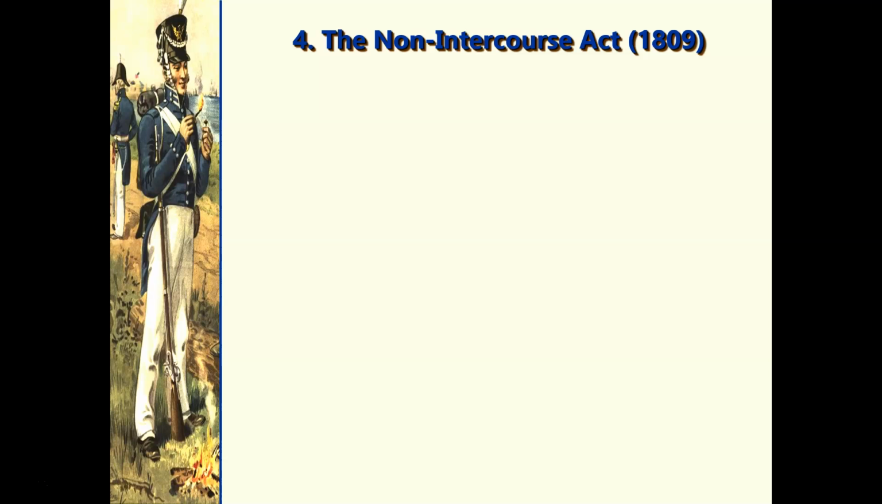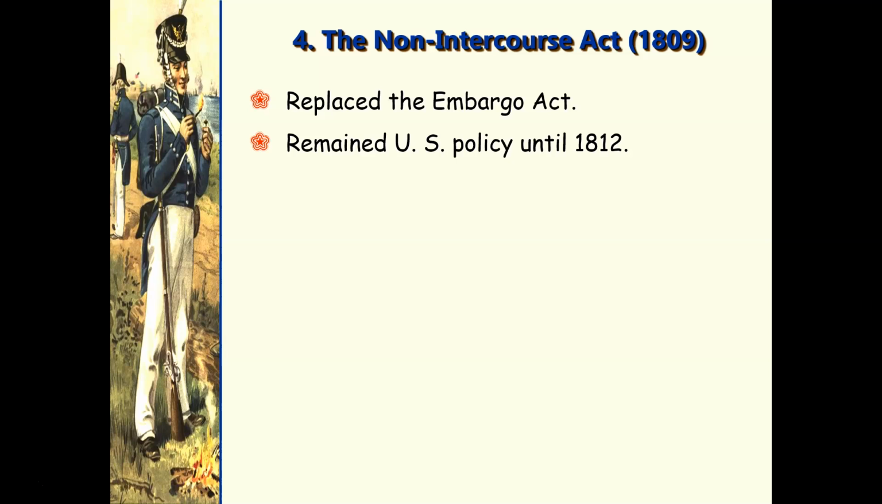The next big step, the Non-Intercourse Act. When Madison became president, he insisted that we are going to open back up trade to the rest of the world, but we are not going to trade with England and France. So our ships start going back out, and of course, as soon as they do, the British start hounding them, shooting at them, boarding them and taking American sailors, which is going to push us even further.